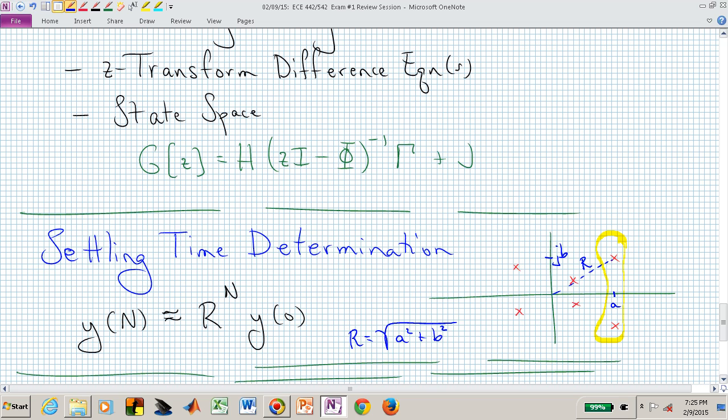Is that clear? And then you could use your algebra to find what is capital N. If I'm asking for, let's say, the 1% settling time, then you want y of capital N to be 0.01 y of 0, and you solve that for capital N, assuming you've now determined capital R. Is that clear? Settling time determination?